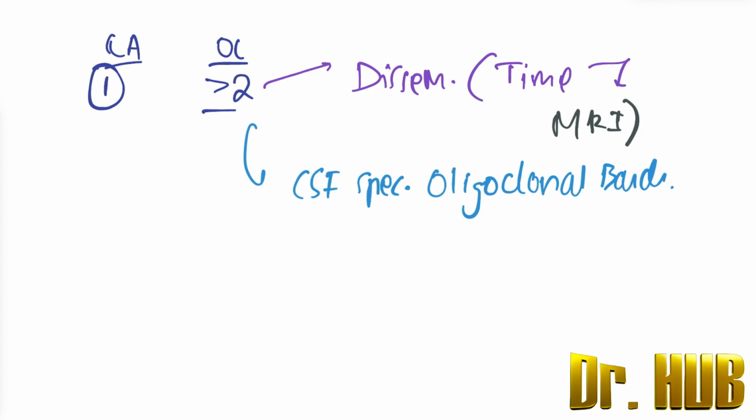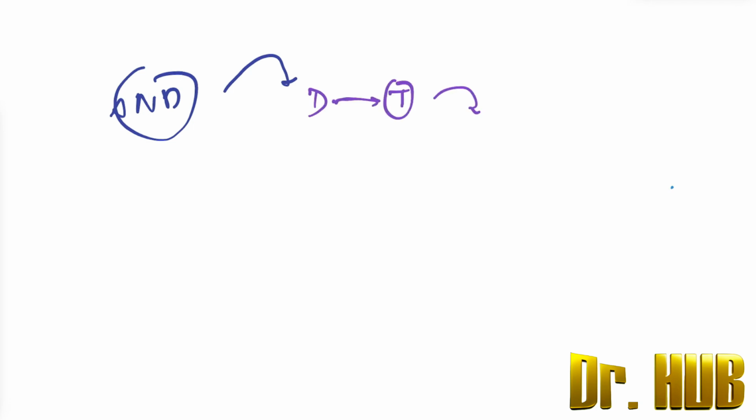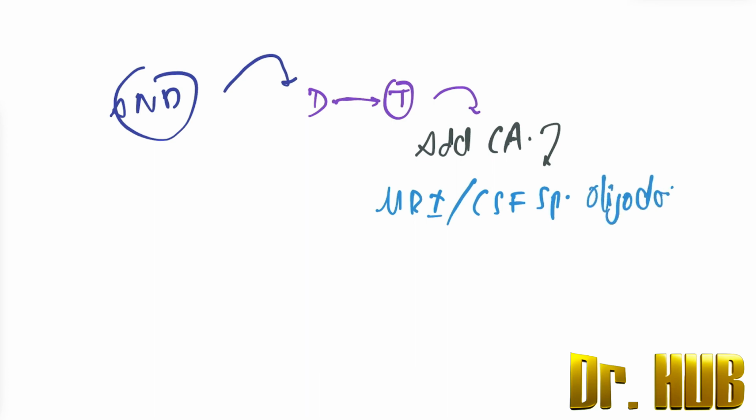Next is clinical attack 1 and objective lesion 1. Here there is dissemination in space demonstrated by an additional clinical attack implicating a different CNS site, or by the MRI. And there is another criterion: the dissemination in time demonstrated by an additional clinical attack, or by the MRI, or demonstrated by CSF specific oligoclonal bands.